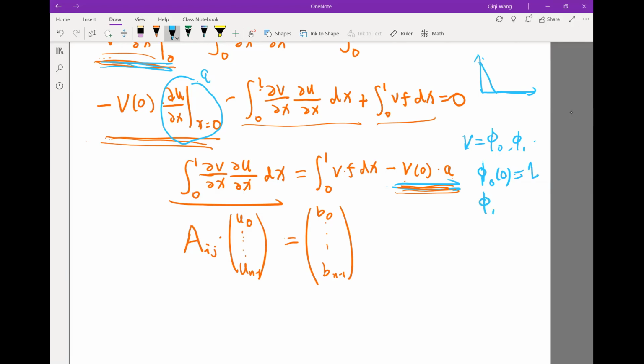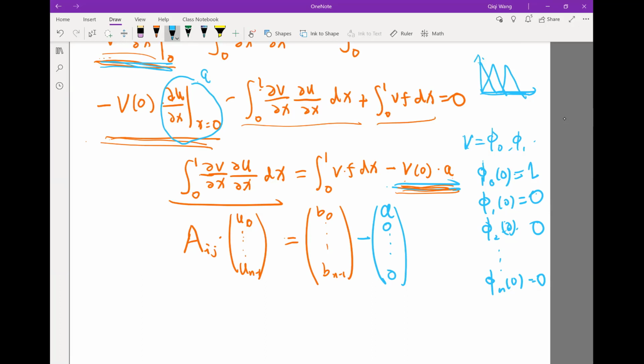And how about phi1? 0. Yes, 0, right? Phi1 is this function here, and phi2 is this function. So phi2, etc., are all equal to 0 at the left boundary. So basically what I have is one additional vector, that is a, 0. That's what I have as an additional term from the boundary condition. That's the impact of the boundary condition. Again, it's something additional on the right-hand side.